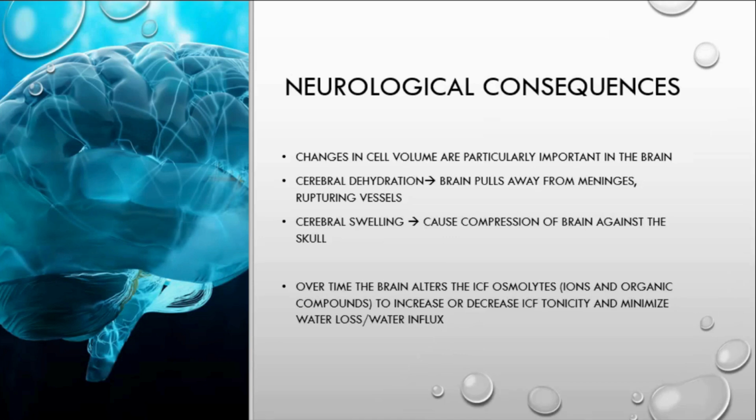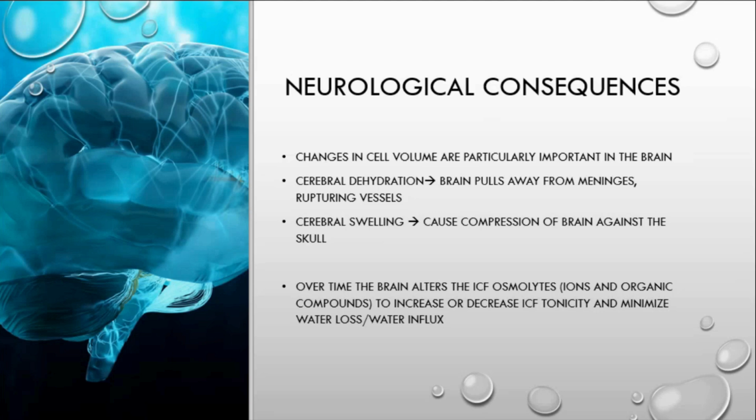So when there's cerebral dehydration, the brain will pull away from the meninges and rupture vessels, and that's the complication that we see. And then with the cerebral swelling, it causes edema and compression of the brain against the skull. But the brain is able to alter the ICF osmolytes to try and adjust for these changes in tonicity and to minimize the change of water loss and influx in the cells.